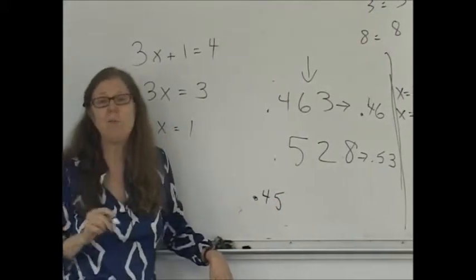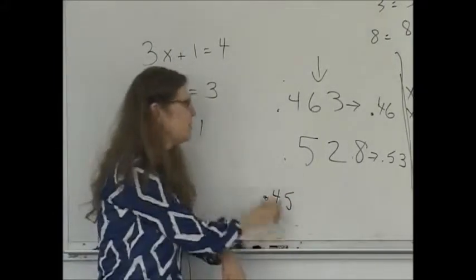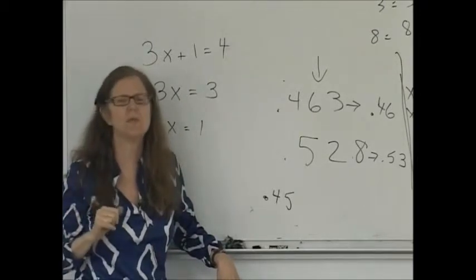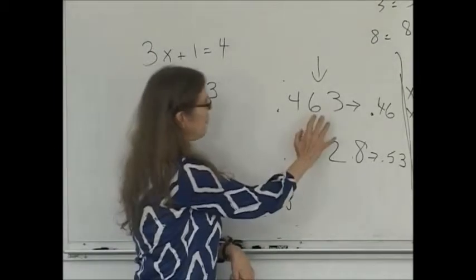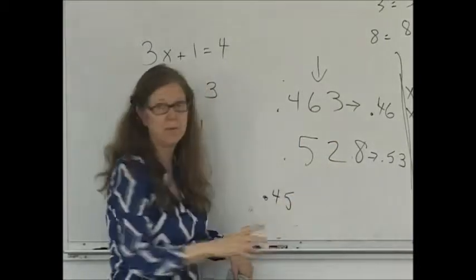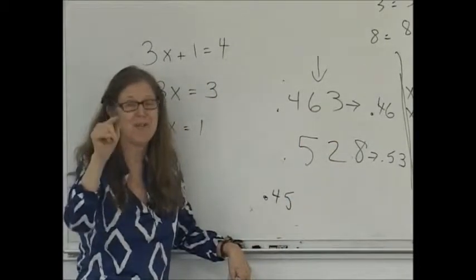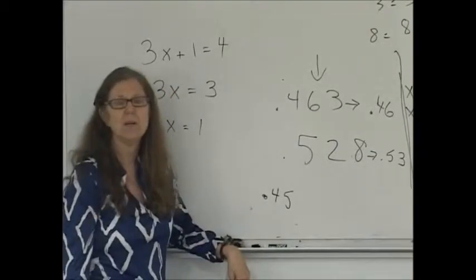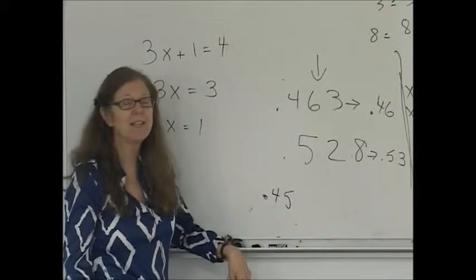Do you have any idea why they're doing that? After teaching this for a while, it hit me what was confusing them. Here we're rounding down, and here we're rounding up. That's your clue. Can you think of why they have changed this to 0.45? Give you a second to think.